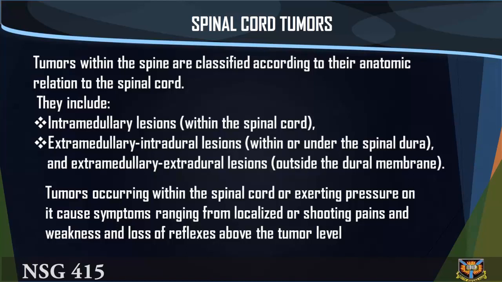Tumors occurring within the spinal cord or exerting pressure on it cause symptoms ranging from localized or shooting pains and weakness and loss of reflexes above the tumor level to progressive loss of motor function and paralysis. Usually, sharp pain occurs in the area innervated by the spinal roots that arise from the cord in the region of the tumor. In addition, increasing sensory deficits develop below the level of the lesion.